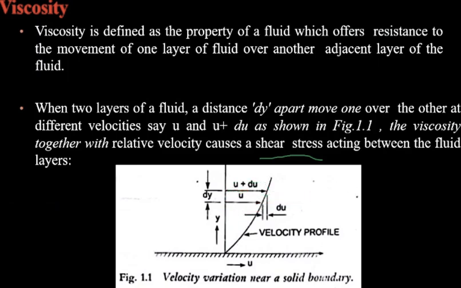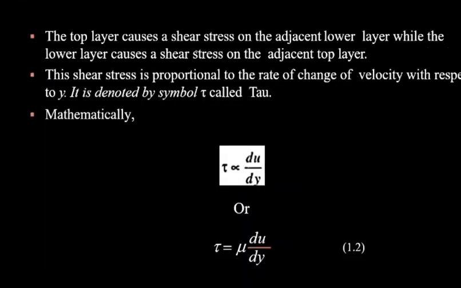See here, the first layer, the velocity of this layer is u, and the velocity of the upper layer is u plus du. Means this layer moves slightly faster than the other layer. So when they move like that, the friction that happens between them, the actual cause of that friction is called viscosity. So see, the top layer causes shear stress on the adjacent lower layer, while the lower layer causes shear stress on the adjacent top layer.